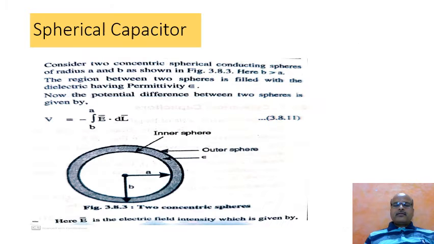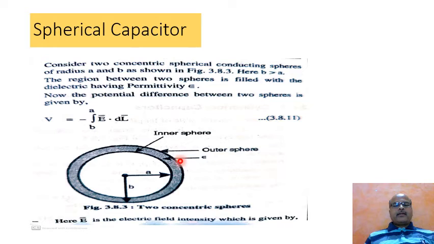Next, the spherical capacitor. Consider two concentric conducting spheres of radius a and b as shown in the figure. So these are two conducting spheres, the inner having radius r equal to a and the outer having radius r equal to b. The region between the two spheres is filled with a dielectric having permittivity epsilon.